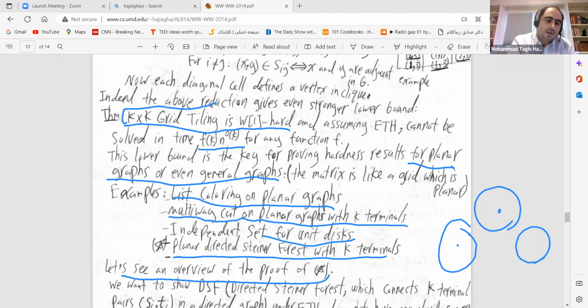This k by k grid tiling is a very important problem if you want to get hardness for planar graphs or even for general graphs. There is a proof for directed Steiner forest, which I defined before when we talked about approximation algorithms. You can read it here, but I don't want to go through the details because of time. So let's go to some other things that I wanted to talk about as well. Any questions so far?